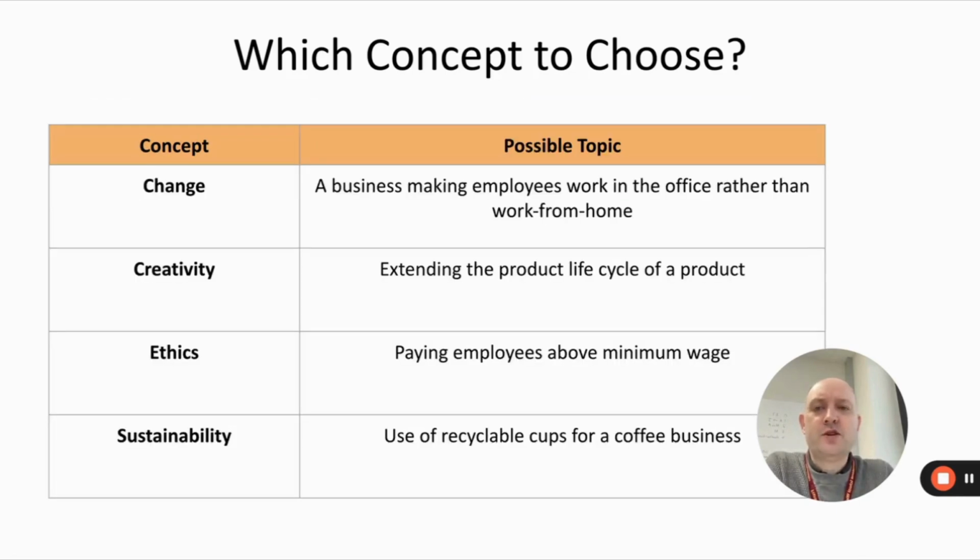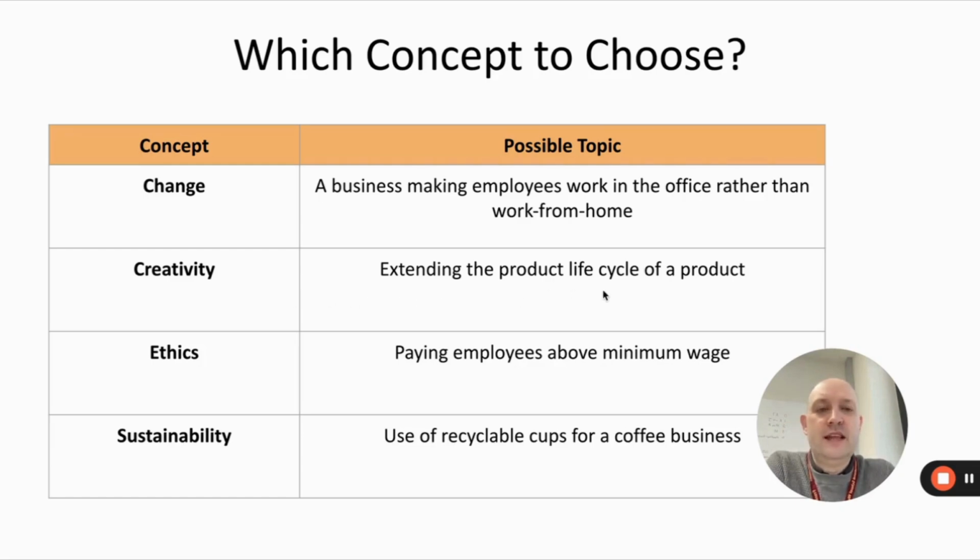All right, so some possible topics. Just to give you some examples of what a topic might look like for each of them. For change, you could look at how some businesses previously said that employees can work at home. Now they're saying you've got to come back to the office. So obviously, there's a change going on there. So you could analyze that.